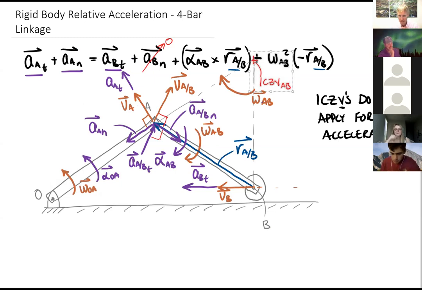We also know that V sub B is traveling along a horizontal line. Okay, at this point, we don't know if it's going left or it's going right. But let me actually draw this. It's a little bit less noise.